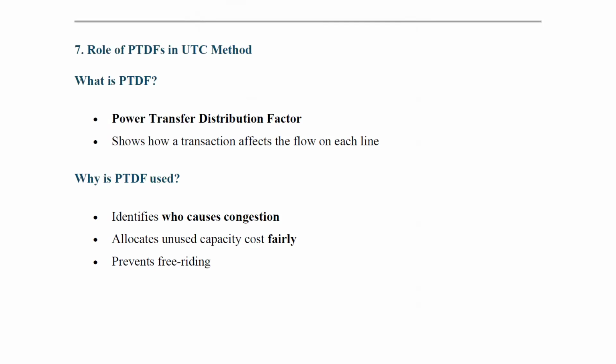Based on that, they will be charged more congestion charges. Say, for example, party B at a particular bus is causing congestion. So party B of that particular substation will be charged more congestion charges. It allocates that, and PTDFs are used to allocate the unused capacity cost fairly. That also is unused capacity cost, a fair cost we need.